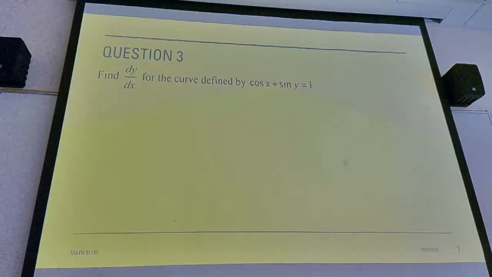d/dx for the left-hand side. What is it? Negative sin x plus y cos y dy/dx. Cos of what? With y.